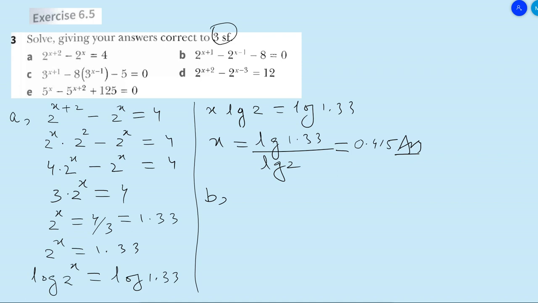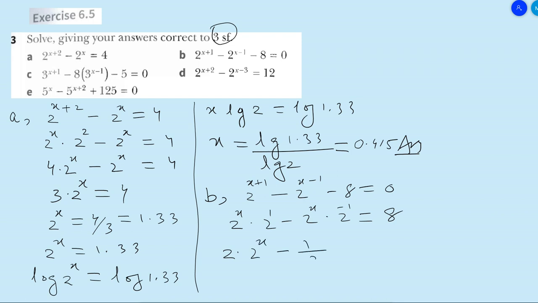Part B. 2 power x plus 1 minus 2 power x minus 1 minus 8 is equal to 0. Very easy. First write 2 power x into 2 power 1 minus 2 power x into 2 power minus 1, and move this minus 8 to the other side. It will be plus 8. Then 2 power 2 into 2 power x minus 1 upon 2, because this is 2 power minus 1, is equal to 8. 4 minus 1 is 3 upon 2 into 2 power x is equal to 8.